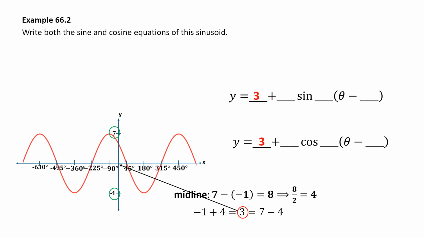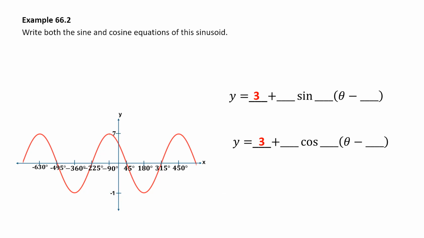All right, the second blank is for the amplitude. The amplitude is the distance from the center line to the maximum of the function or the minimum of the function. It's the same amount, and that we already just found out is 4 because it's halfway from the minimum to the maximum. And so that's the amplitude. So we put that in right in front of each function.